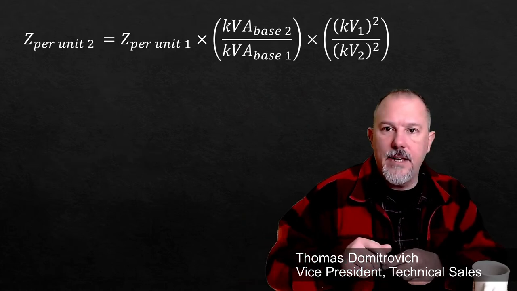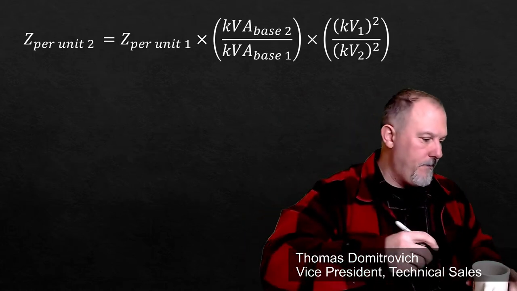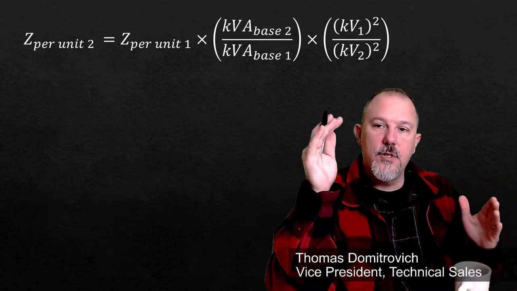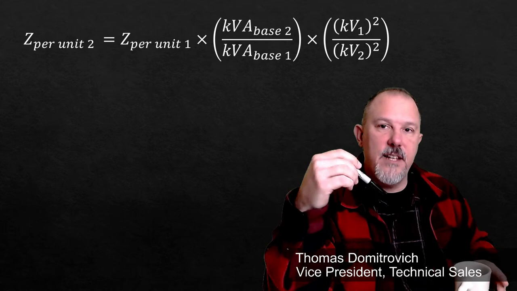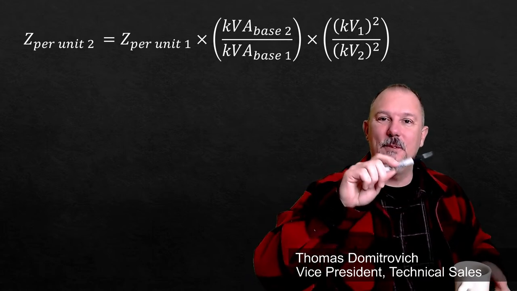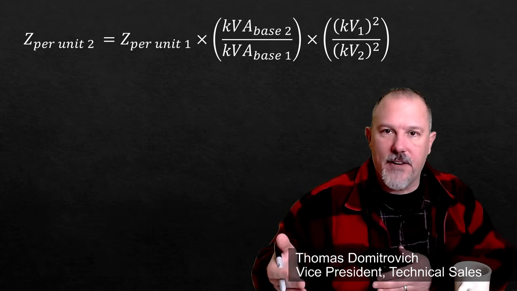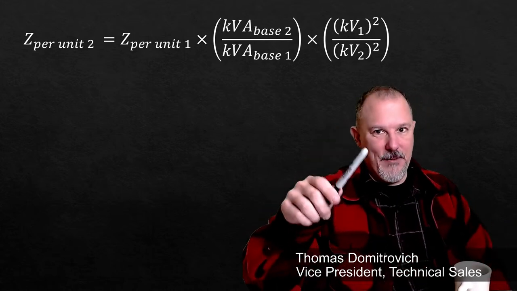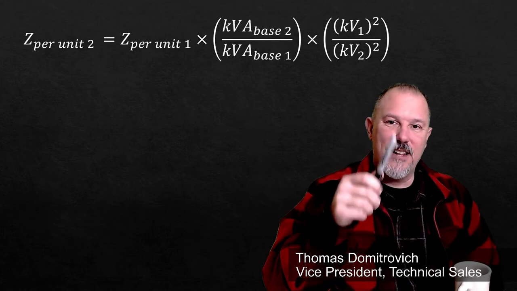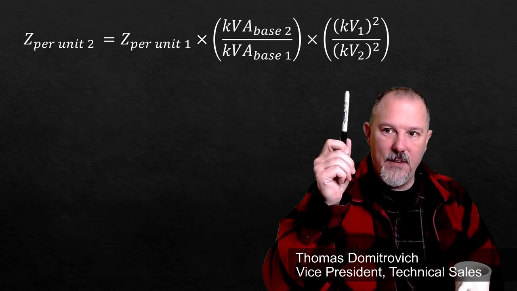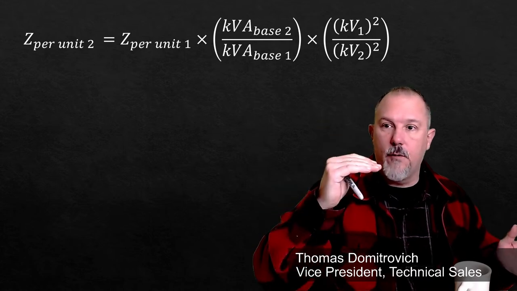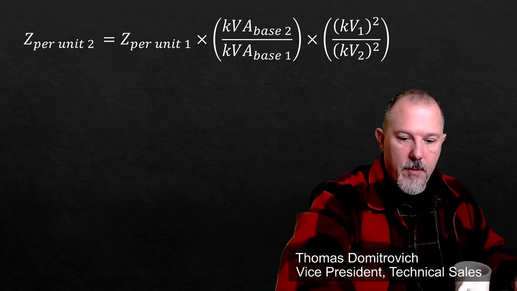Now what I got to do is, this is another very important equation. Per unit 2. If I'm changing per unit values, I can use this if I have an impedance that's on a different kVA base. The motor, remember the motor. The motor is a 300 horsepower motor, which I'm just going to say 300 horsepower equals 300 kVA. But that 300 is different than a 1500, and also that 300 horsepower motor is 460 volts, which is not our 480 volts. That's why we have the kV1 over kV2 squared.